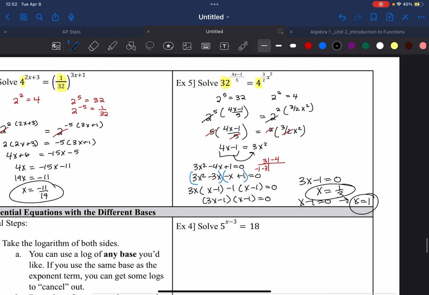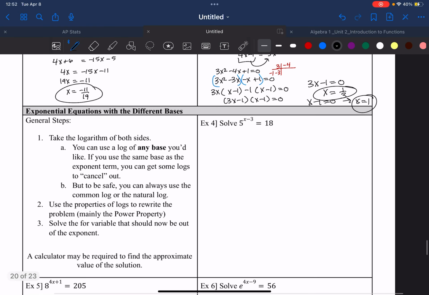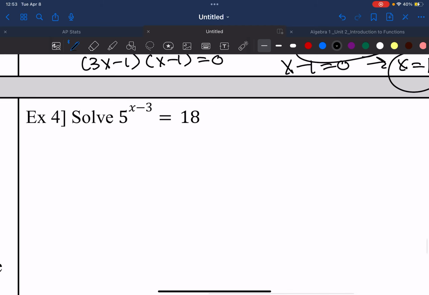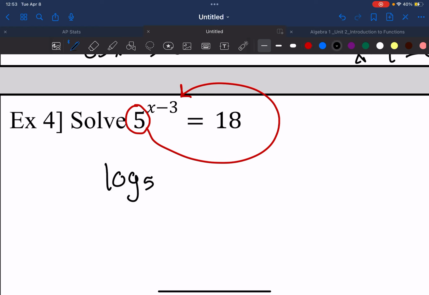So that was the first part of the notes. Now let's say we get to the part where there are different bases. So that means I am not able to change them to match them up like I did in the first part. Well, in order to do that, we are going to have to change those exponentials into logarithms. So remember, in order to do that, we circle the base, so that's our 5. I loop around and point to the exponent, which means this is the same as saying log base 5 of 18 is equal to x minus 3.